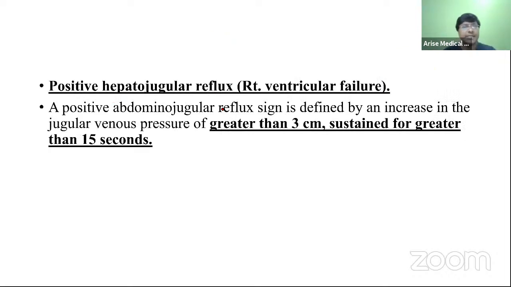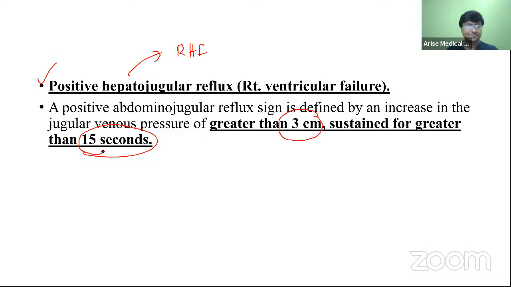But in a clinical scenario where you have right heart failure, you will have the presence of the positive hepatojugular reflex. That means the JVP is raised for more than 3 centimeters, sustained for greater than 15 seconds. This is what is called as the positive hepatojugular reflex.